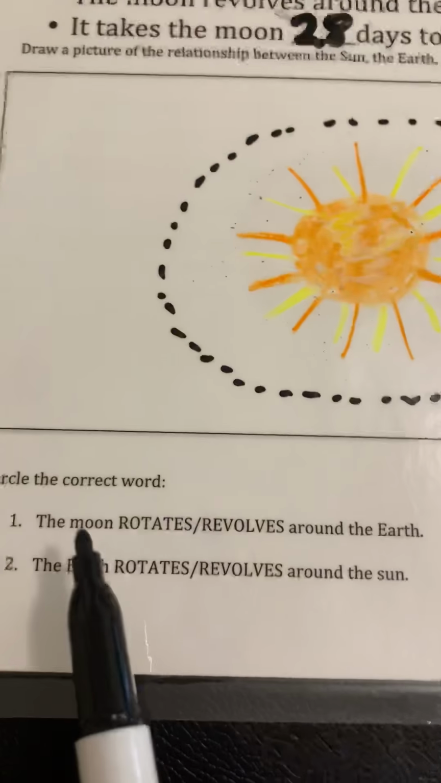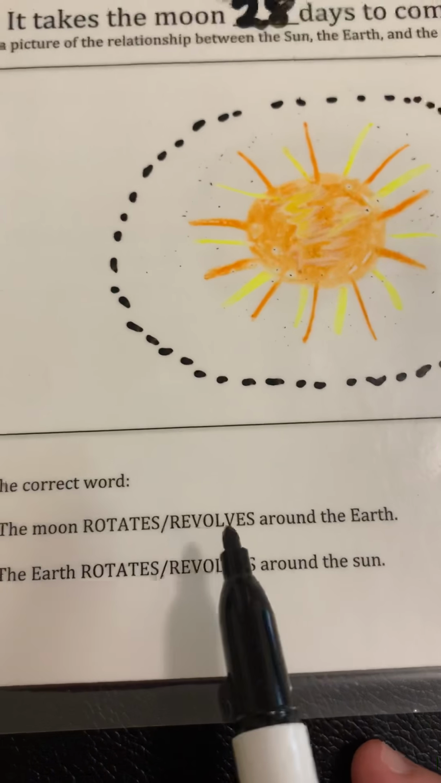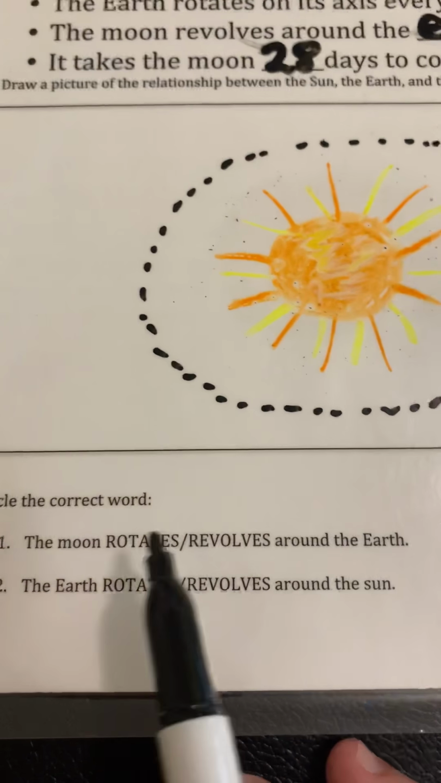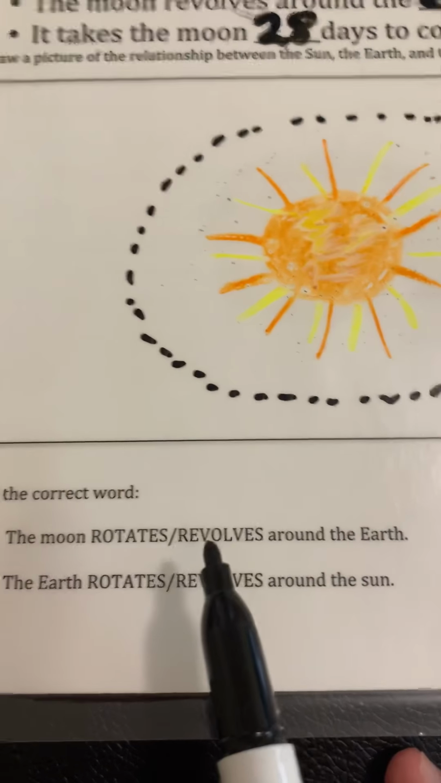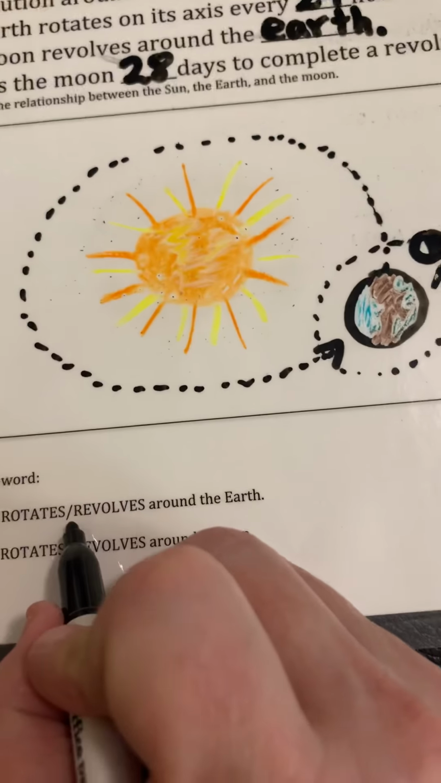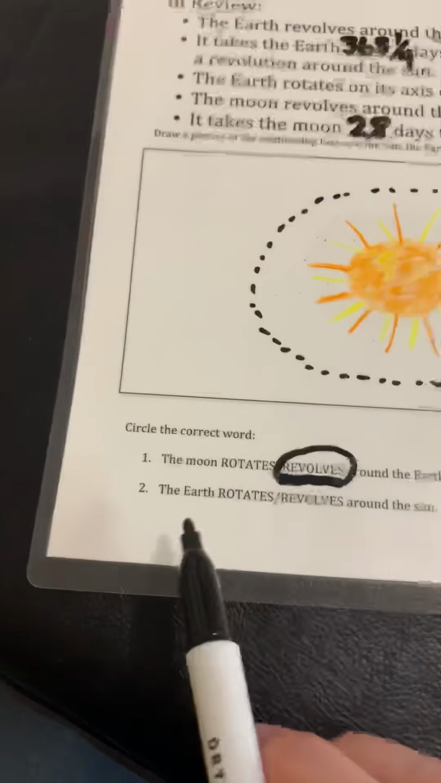Okay, let's read this question. The moon rotates or revolves around the earth? What does the moon do? Do we say it rotates on its axis around the earth? Yes, it does do that, but we say it revolves around the earth. So you can underline it, you can circle it, all right?